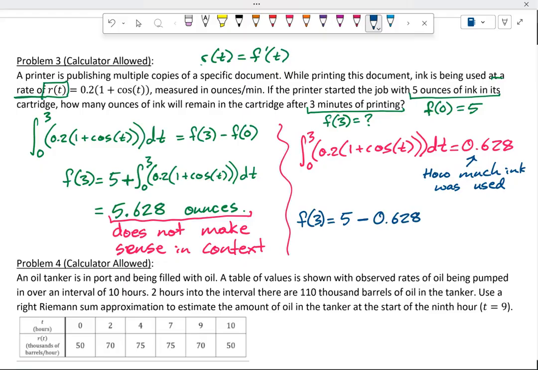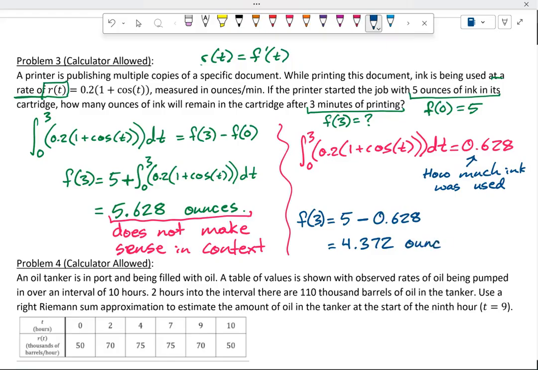So, if you put it in your calculator as this, just go back up, hit enter, and change the plus to minus. What is our actual answer that makes sense with context? All right, so what is our actual amount of ink? Should be 4 point something. 4 point what? 372. All right, 4.372 ounces.